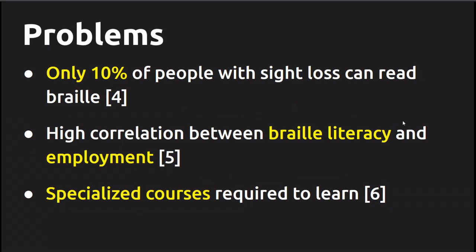So what are some of the problems that we're trying to keep in mind for our project? To start with, only 10% of people with sight loss can read Braille. So within the population, that's only 1 in 10, which means that the illiteracy is unfortunately very high. However, Braille is very important. A study shows there's a very high correlation between Braille literacy and employment for those with sight loss. Being able to read and write Braille is a very valuable skill that not many people are getting the time and the opportunity to learn.